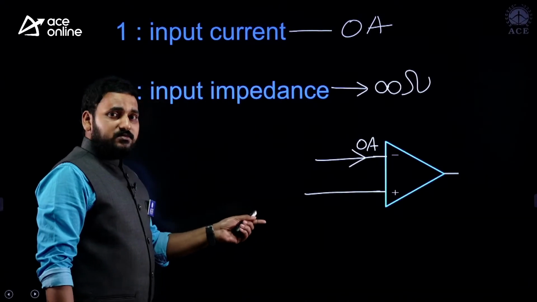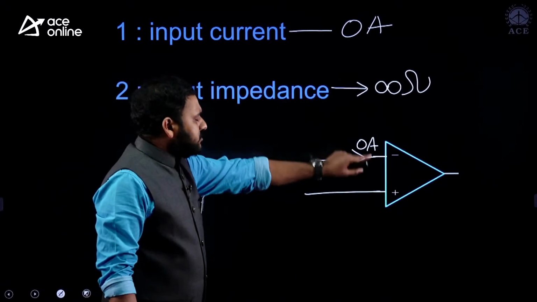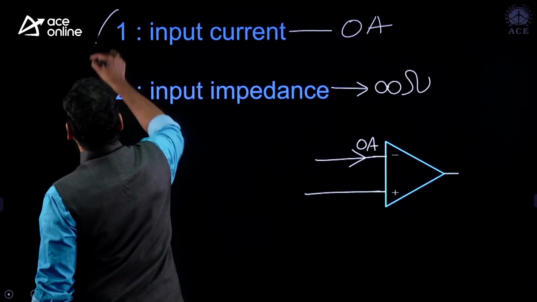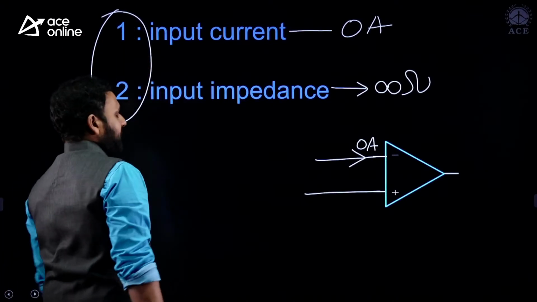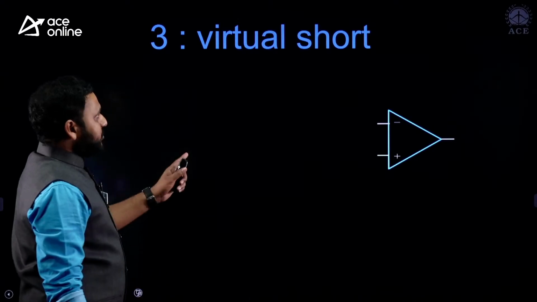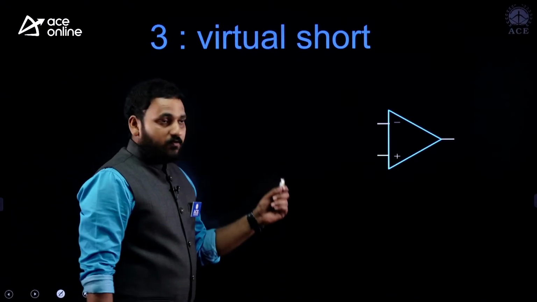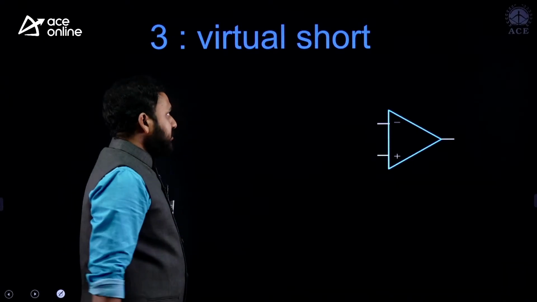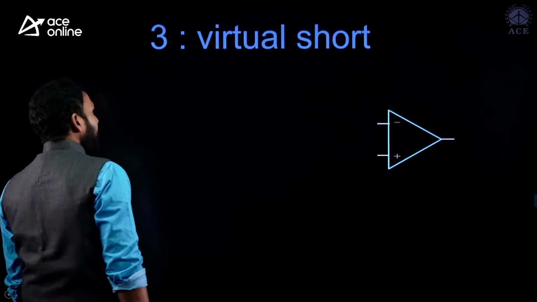100% of the time they can ask you numericals based on ideal specifications. So you need to go through the ideal data only, okay? And one more important point, actually it requires more time, but I want to give it to you in a simple way. Virtual short. Please remember this point carefully, and very important, of course.